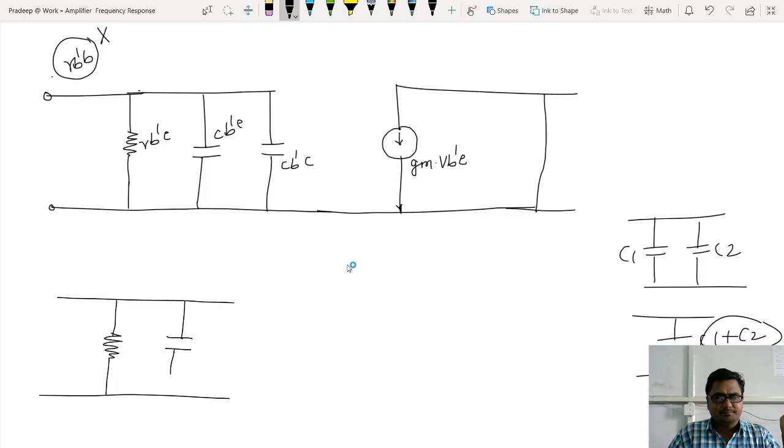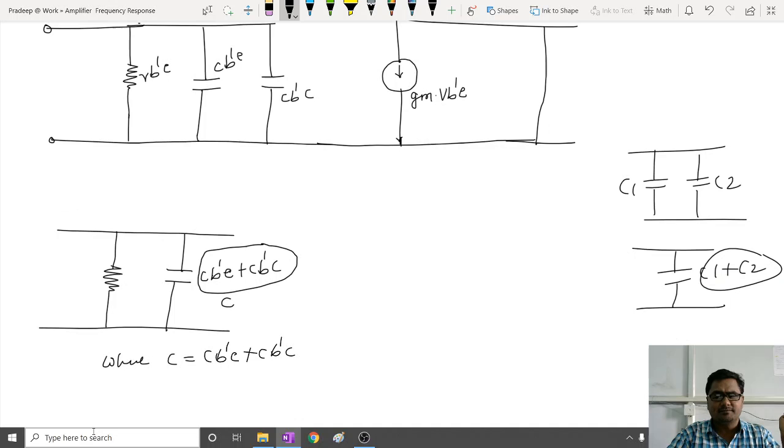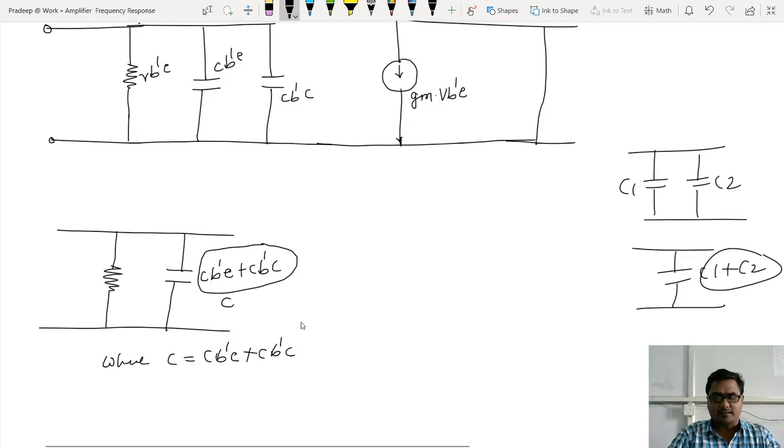Look at this. It is C B dash E plus C B dash C. Equivalently, you can write only C, where C equals C B dash E plus C B dash C. You may want to simplify this further.